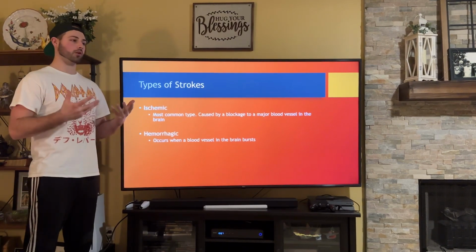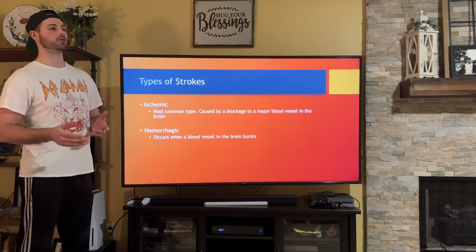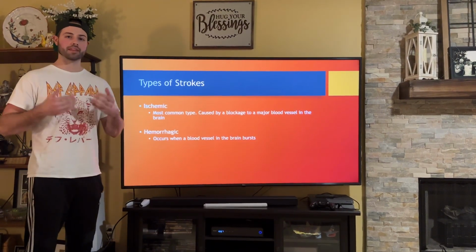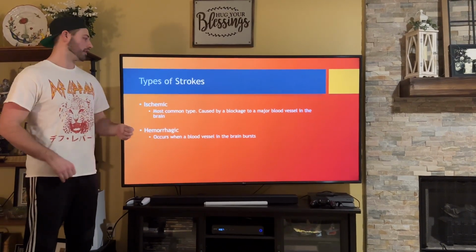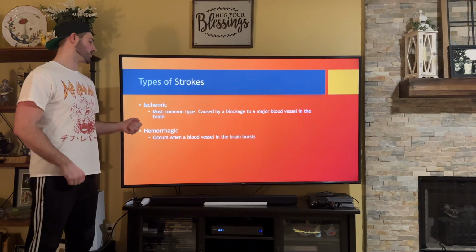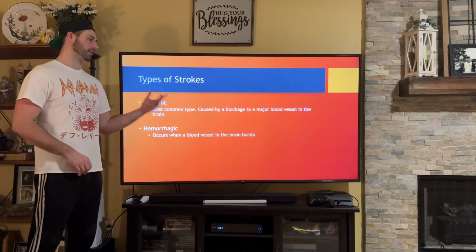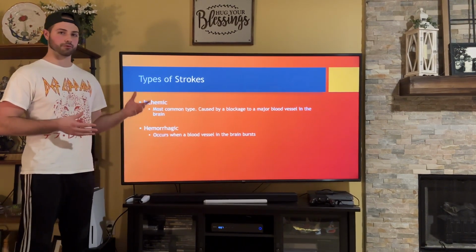Now that we have gone over the anatomy and physiology of the central nervous system, we can use that to analyze what effects strokes have on it. And to begin that process, we must first understand that there are two main types of strokes. The first is an ischemic stroke, which is the most common type, and it's caused by a blockage to a major blood vessel in the brain, and this is most likely from a blood clot or a platelet formation.